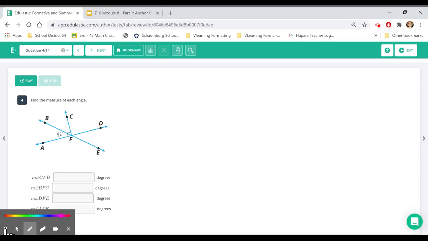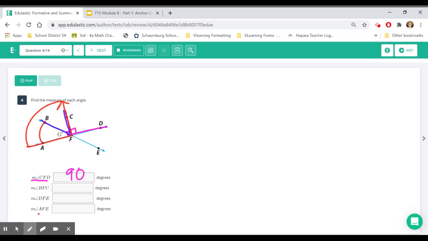Question 4, find the measures of each angle. Measure of angle CFD we see as a right angle because it is supplementary to this angle BFC. Using AFC, I know that this is a 90-degree angle and BFC is part of it. So if we know that this is 42, 90 minus 42 is going to give us this angle of 48.